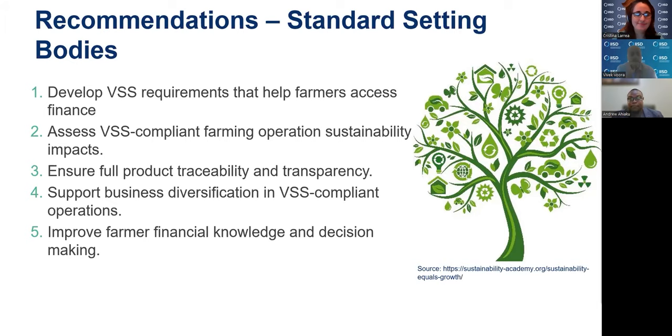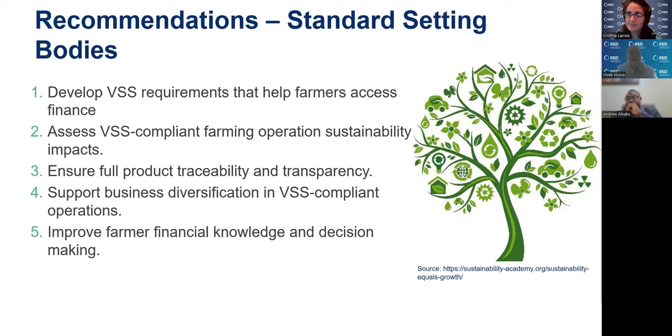Fourth, diversify revenue generating activities of farming operations to improve farming resilience to unforeseen disturbances, shocks, and stresses, which will become increasingly important within the context of climate change. And lastly, provide guidance documents, training, and extension services for farmers to access financing and avoid being exploited by financial service providers. Next slide, please.